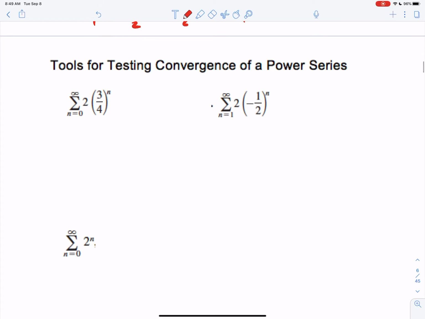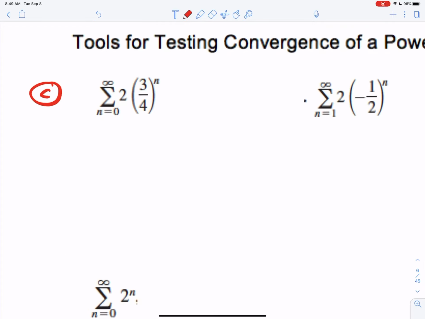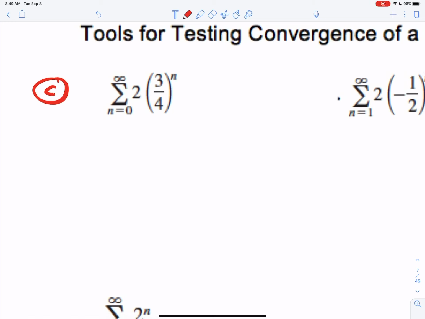Pretty much from what I've seen in the past few years is that you guys just need exposure. You need to see enough problems to kind of get the hang of it. Go ahead and copy down part C and try it out on your own and make a conclusion. Press play when you're ready.